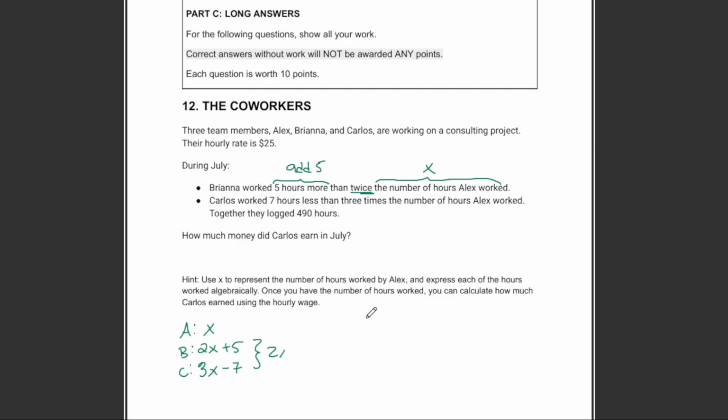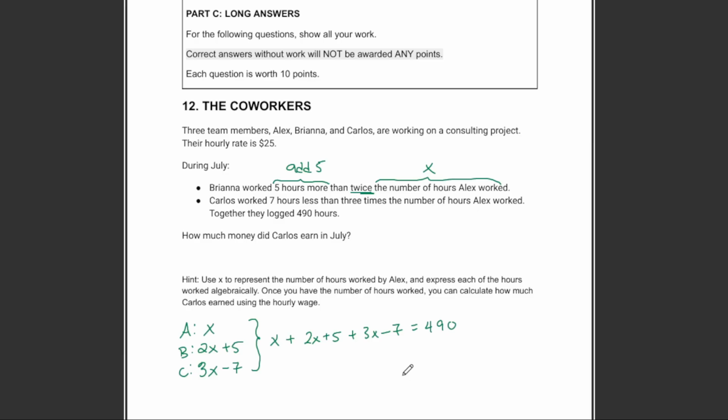All 3 together logged 490 hours. So you have to take all 3 of them, and add the number of hours worked by Alex, which is X, plus the number of hours worked by Brianna, which is 2x plus 5, plus the number of hours worked by Carlos, 3x minus 7. That's equal to 490. That's your equation.